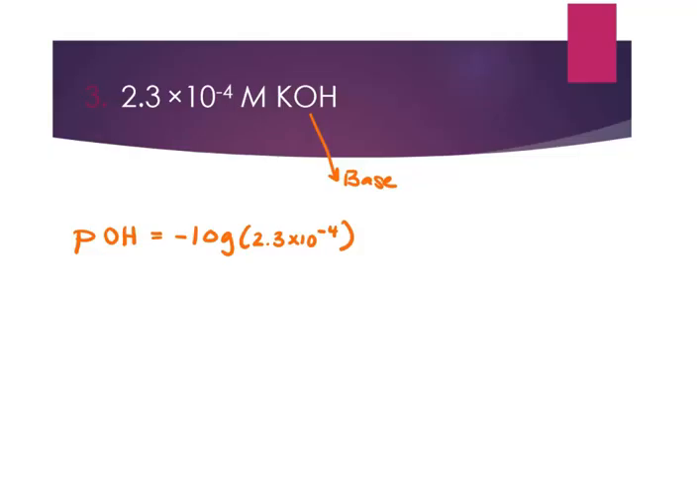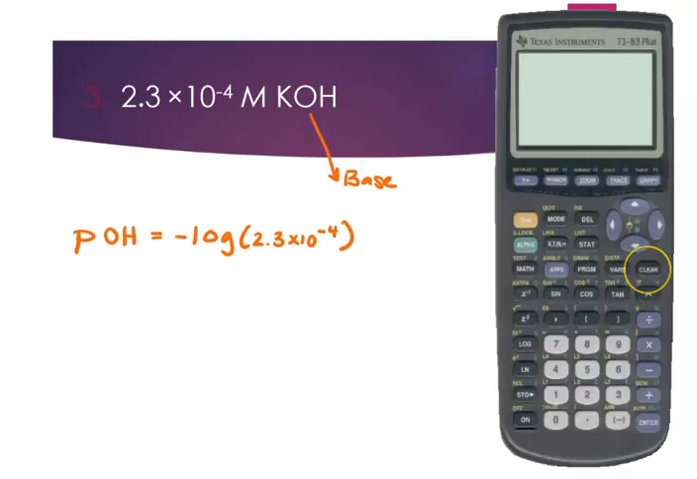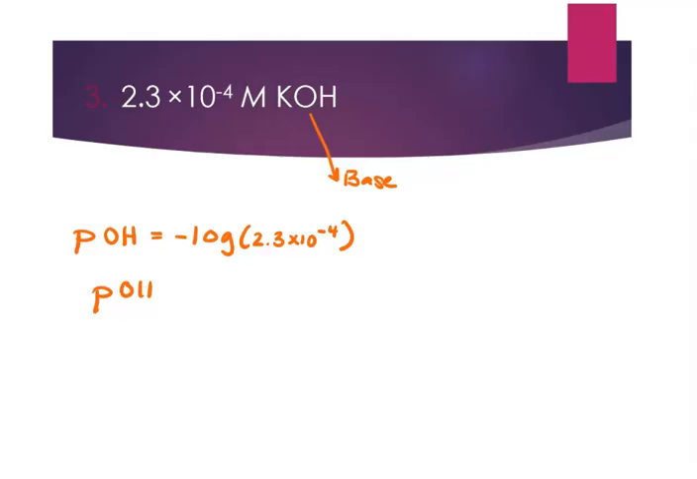All right, so we're going to do the same thing. We're going to put this into the calculator. Scientific notation is no different than regular notation. We do negative log, and then we do 2.3 times 10 to the negative 4. Usually when we do scientific notation, we want to make sure that we use parentheses to get the correct answer. But if we look here, the log already comes with a built-in parentheses, so I don't even have to worry about that. I just go ahead and close those parentheses, and I get 3.6 when I round that to 1 decimal place. So my pOH is going to be 3.6.